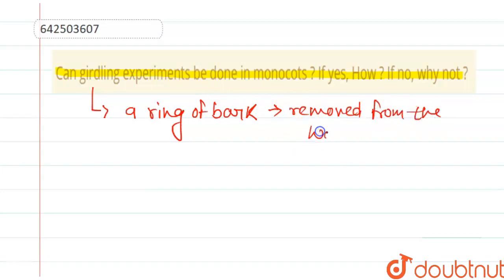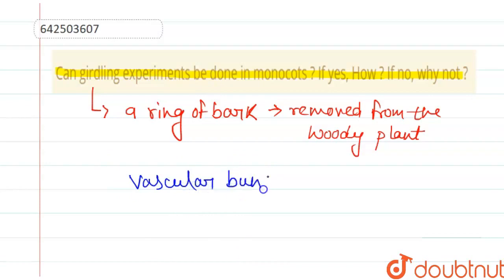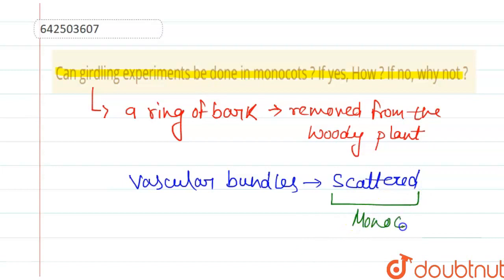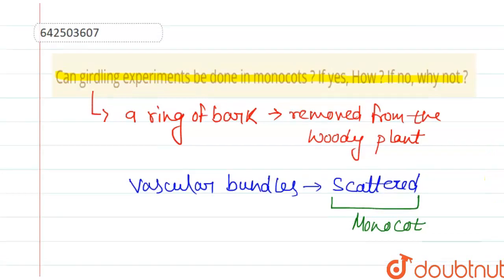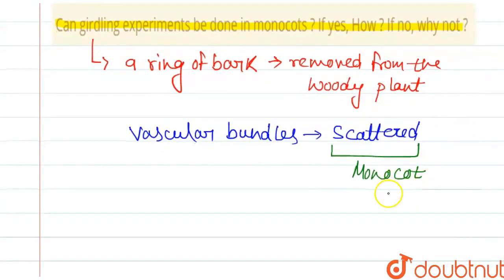Whereas in the case of monocots, the vascular bundles are present in a scattered form. So the vascular bundles and vascular tissues are in a scattered form in monocots, whereas in the girdling experiment, the continuity of vascular tissue is disturbed by their removal. But in monocots, we see that these vascular bundles are in a scattered form.